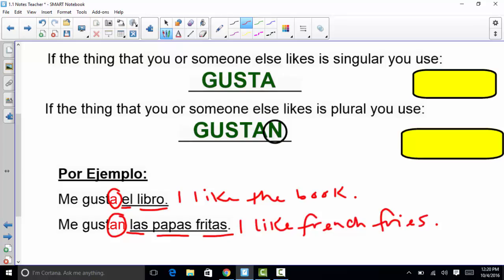So both start with a form of gustar, but the first one is me gusta because el libro is singular, the book. And the second one is gustan because what's being liked is plural, papas fritas.